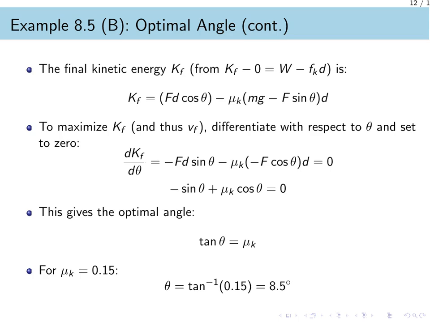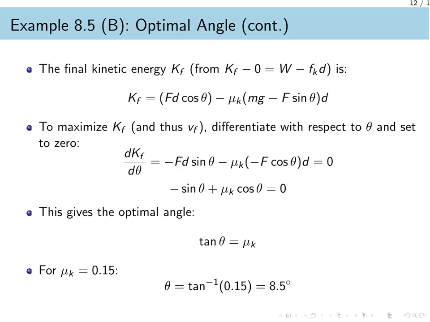To find the angle that maximizes the final speed, we first write an expression for the final kinetic energy, K sub f. Using our energy relation, K sub f equals the work W minus the energy transformed by friction, F sub k d. Substituting the expressions from the previous slide, we get K sub f equals Fd cosine theta minus mu sub k times the quantity mg minus F sine theta, all times d.